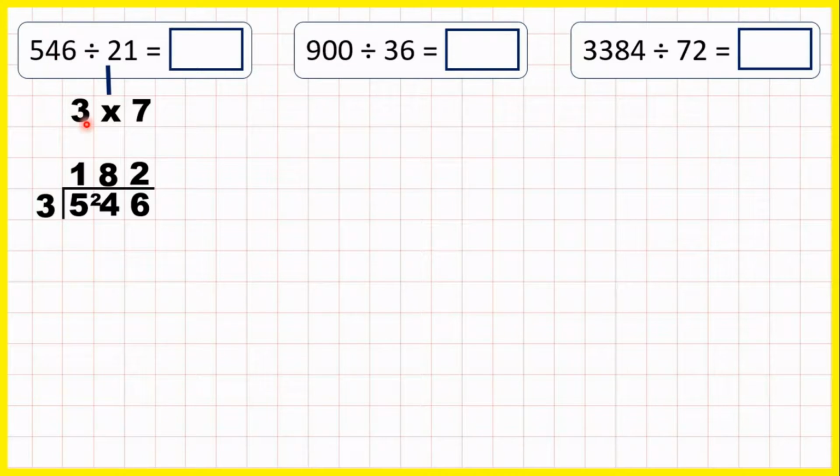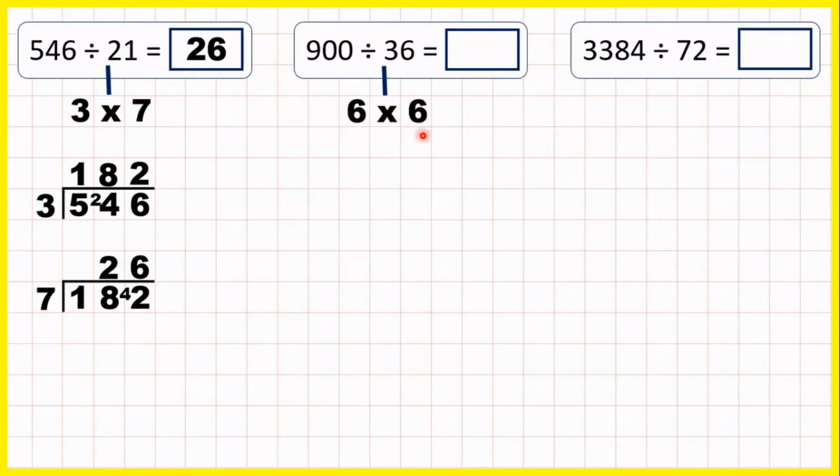So we've divided by the 3, so now we can take our answer and divide it by the 7. Now taking the first 2 digits together, 18 divided by 7 is 2 remainder 4, and 42 divided by 7 is 6. So instead of dividing by 21, we divided by 3, then divided by 7, and that gave us our answer, 26.